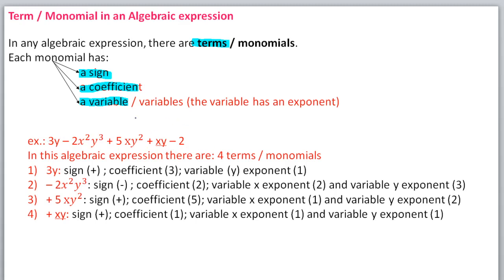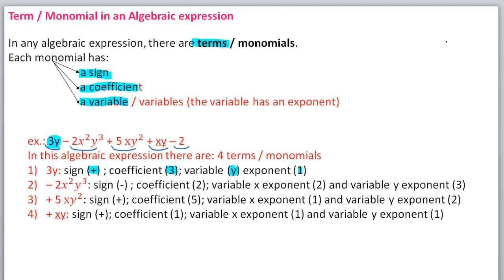It contains many terms. Each one of those is called a term. This is a term, and this is a term, this is a term. Each term contains different components than the other. Let's see how. For example, 3y: its sign is positive, and the coefficient is 3. The number that's multiplied by the variable is called the coefficient. The variable is y, and the exponent is 1. What do you mean by exponent 1?